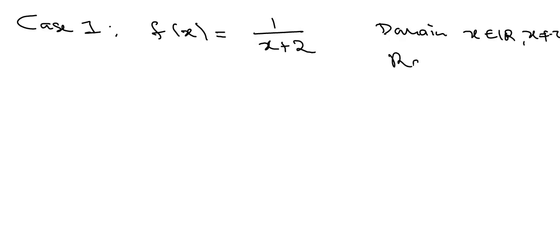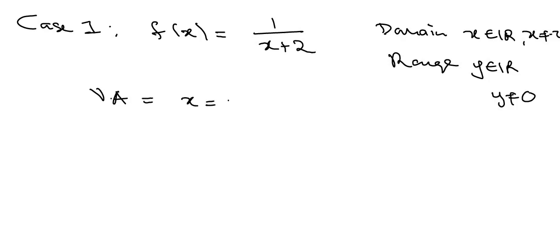Then the range is fixed. Whenever you have case 1, where there is no x on top, the range is going to be all numbers, but y should not be equal to 0. It's always going to be like this. And these numbers that are not allowed are going to be asymptotes. So the vertical asymptote is x is equal to -2. That's a number we're not able to cross. Then the horizontal asymptote is simply y is equal to 0.